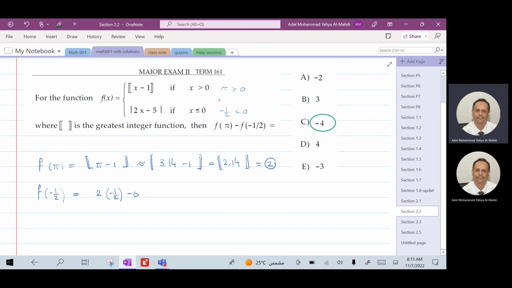half minus 5, all inside the absolute value. So it is going to be minus 1 minus 5, which is the absolute value of negative 6, and it should be 6. Now we need to subtract 2 minus 6. So f at pi minus f at minus half is 2 minus 6, and the answer is minus 4. Do not take the minus outside. It is a big mistake because we don't know whether it is odd or not.